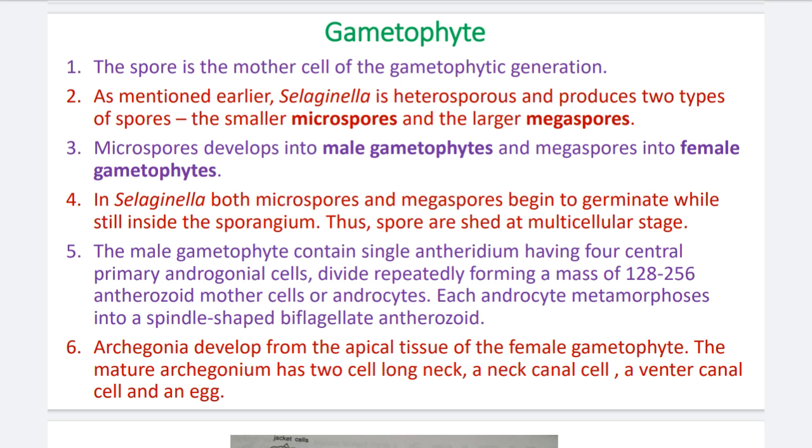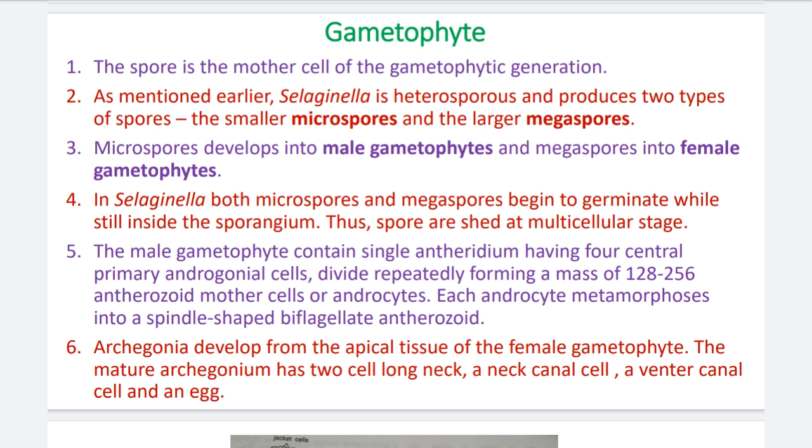In Selaginella, both microspores and megaspores begin to germinate while still inside the sporangium. Thus, spores are shed at the multicellular stage. So it is a very interesting thing. Generally, when spores are liberated from the strobilus, the cone, the sporangium or the sori, they will settle down on a suitable substratum.